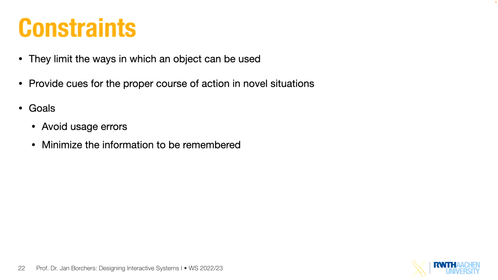So the goals of constraints are to avoid errors in use and minimize the information that the user needs to figure out or remember when they come back to the UI, simply because lots of things are just not possible, right? And there are a bunch of different types of these, which I'm going to talk about. But I want to see beforehand whether this is making sense to you.